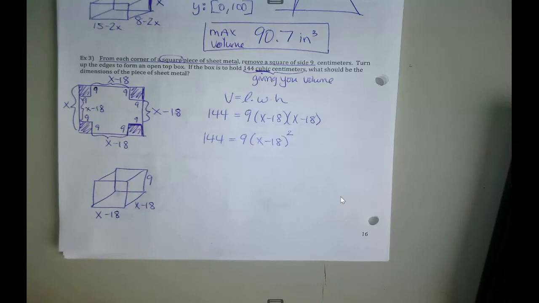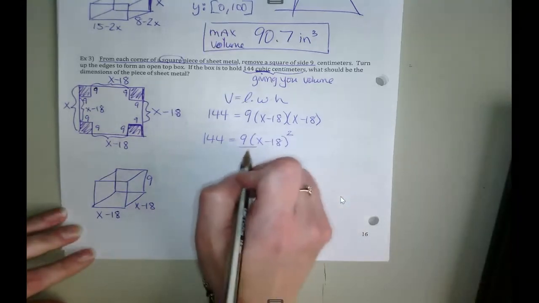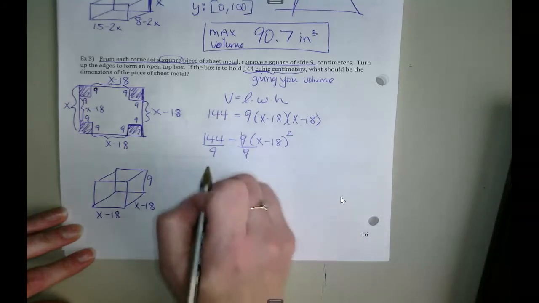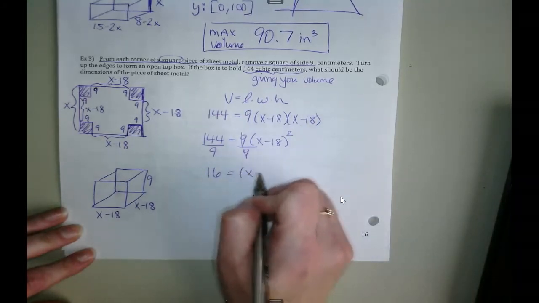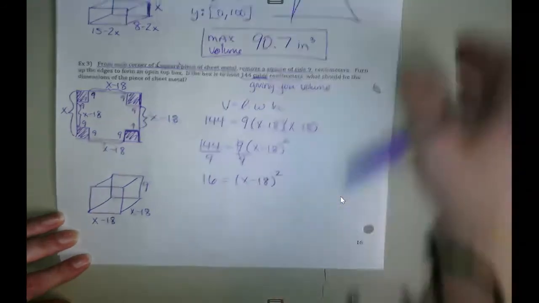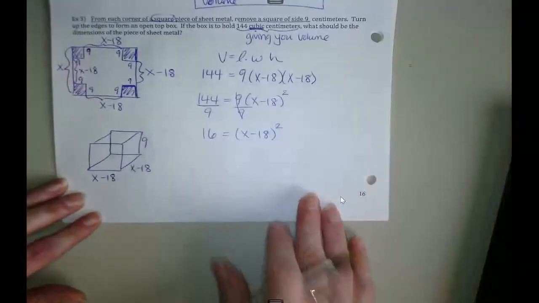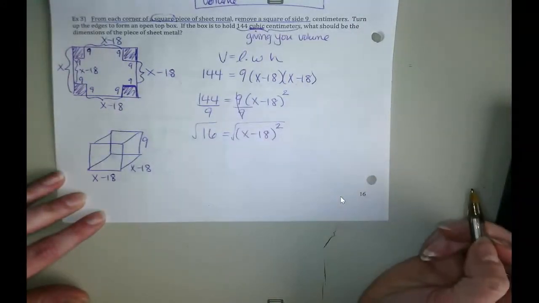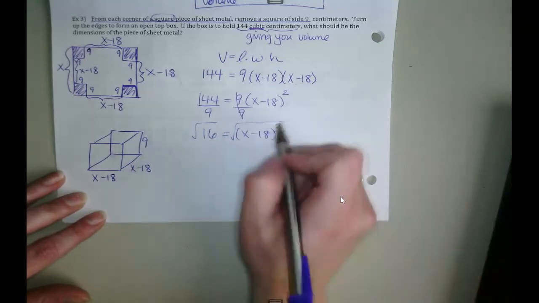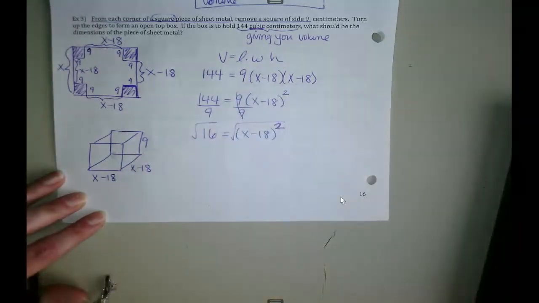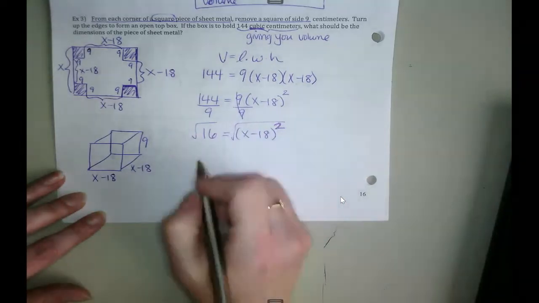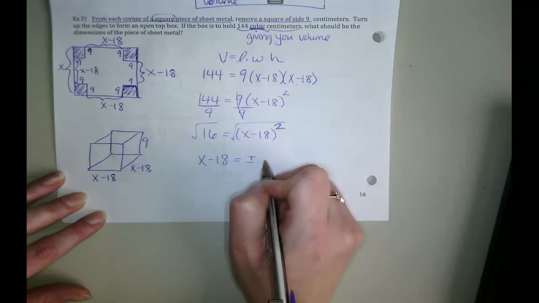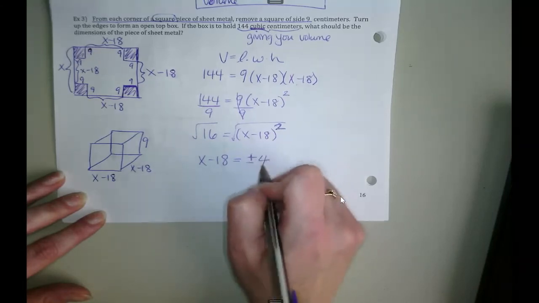If I want to solve for X, well, I would divide both sides by 9. There's no reason why I can't do that and get the numbers a little bit more reasonable. Here's a 16. And now you're thinking, oh, this is starting to look a lot more familiar, because if I want to solve for X, I would square root both sides. But when I square root both sides, I need a plus or minus. So I'm going to rearrange this so that it looks a little bit more normal for us. X minus 18 is equal to positive or negative square root of 16, which is 4.